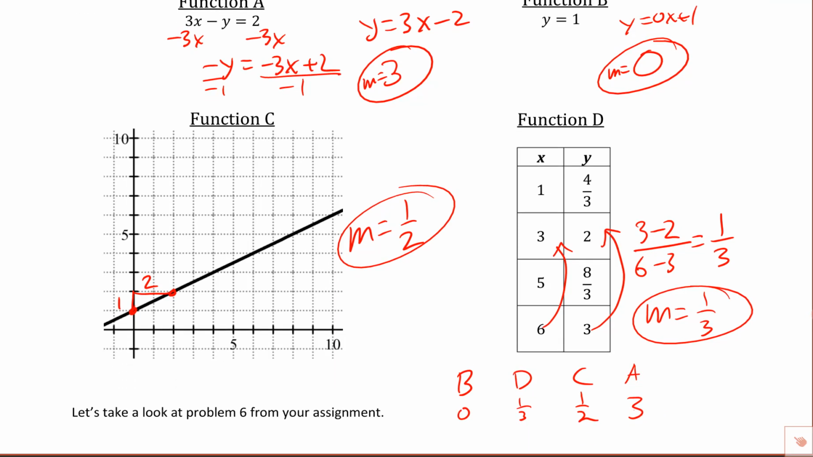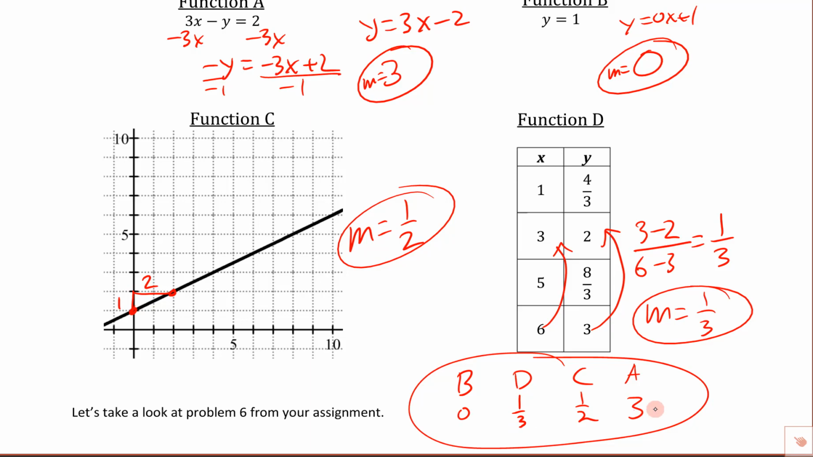Okay, so we've got all the work to support it, and then we've got them in order. I suppose you could just put B, D, C, A, and we could call it good. But the nice thing is, then we've got our work right here. Everybody can look at this and say, oh, they know what the rate of change is for each one of them, and I can see why they ordered them that way.